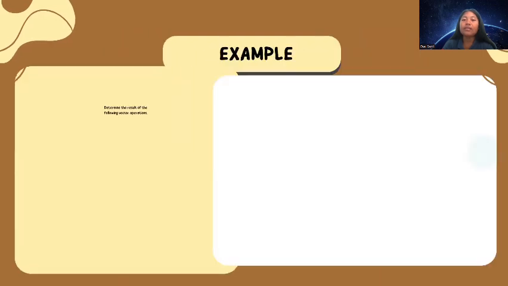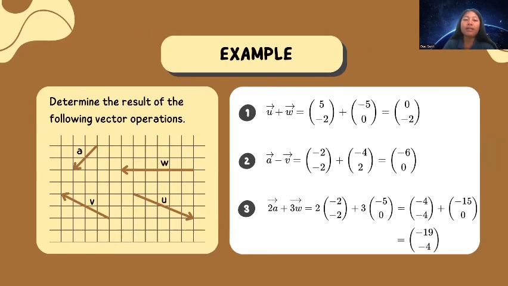And the next, example 1: vector U plus vector W. We add the components of vector U (5, -2) and vector W (-5, 0), which results in (0, -2).